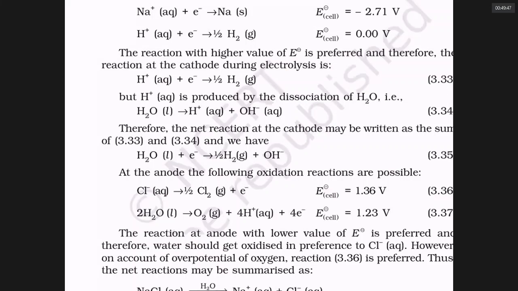water can lose electrons to give oxygen, depending on the concentration of chloride ions. If there is a good concentration of chloride ions, you will get chlorine gas. If the concentration of chloride ions is really less, then you may get oxygen gas.